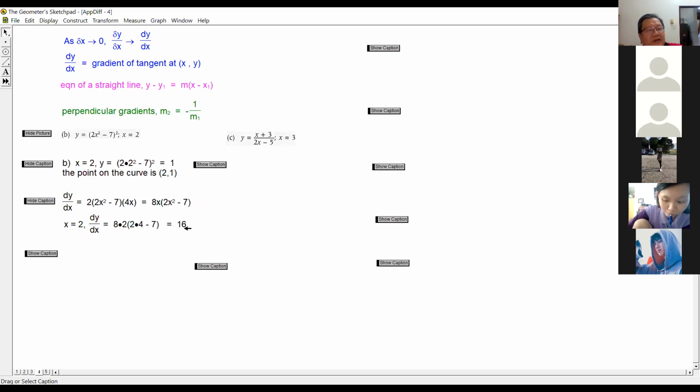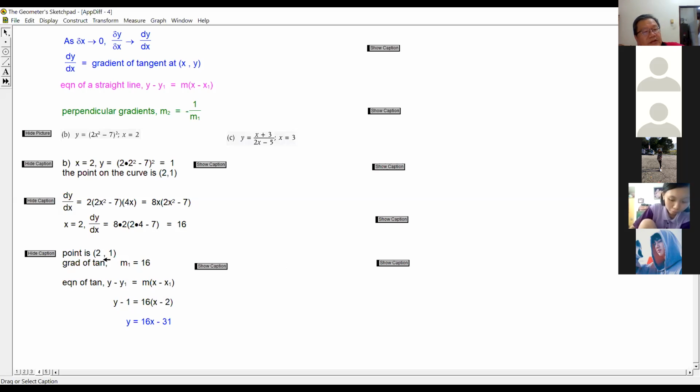The gradient of tangent is 16 at this point, where x equals 2. So knowing the point and the gradient, can you find the equation of tangent? Yes. So I summarize here.